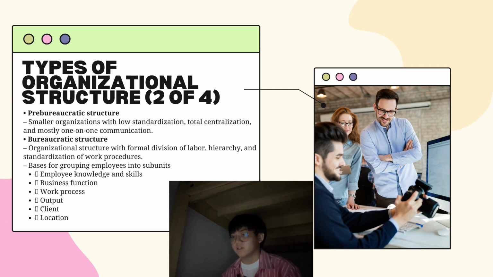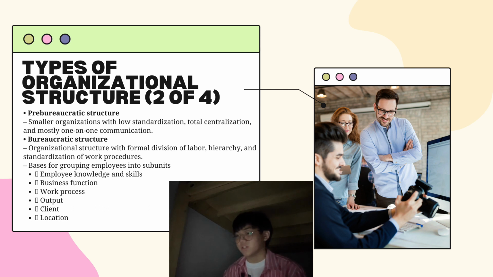In contrast, a bureaucratic structure is characterized by formal division of labor, hierarchy, and standardization of work procedures. This structure is suitable for larger organizations where there is a need for stability, efficiency, and consistency in operation.